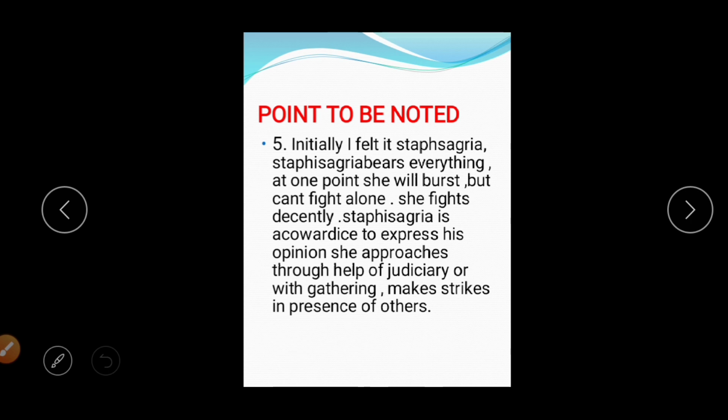Staphysagria won't fight alone either. Always the staphysagria patient wants judiciary help or making strikes. The staphysagria won't fight violently. So we see staphysagria under the rubric of indignation.